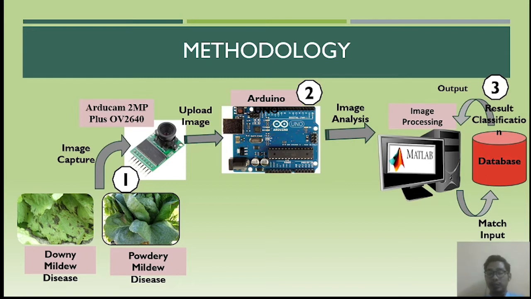So when we get the input image, we analyze the input image by MATLAB image processing. In the MATLAB image processing, we select the image and do the image processing until we get the feature extraction, and then the feature extraction will be input to the database to compare. Lastly, we will get the name of the disease.